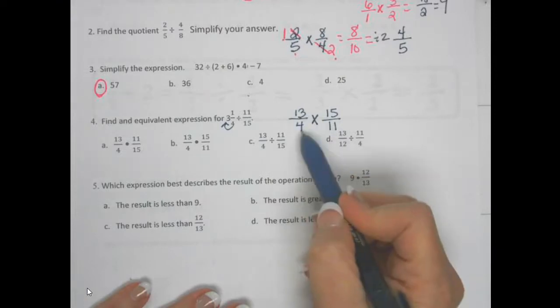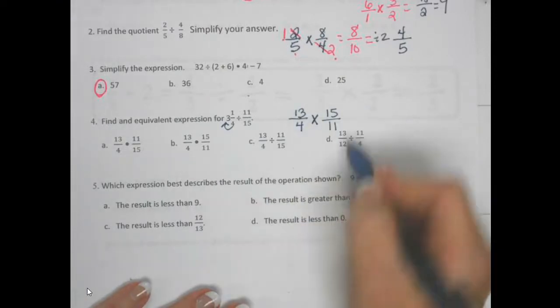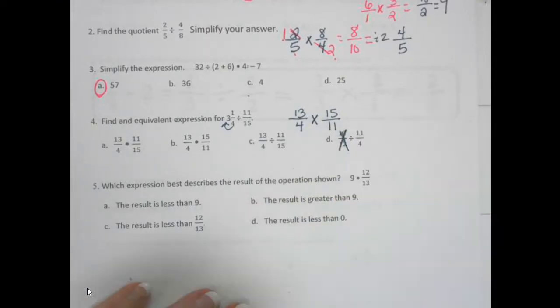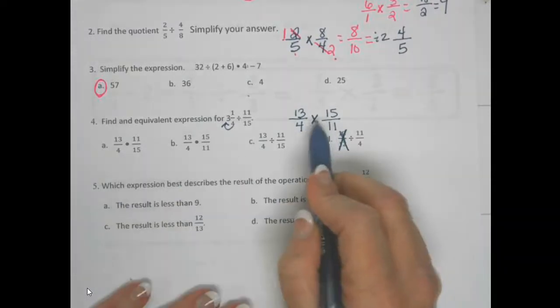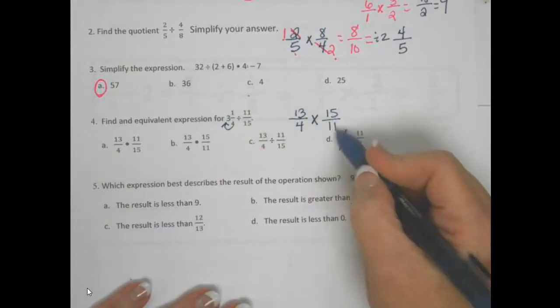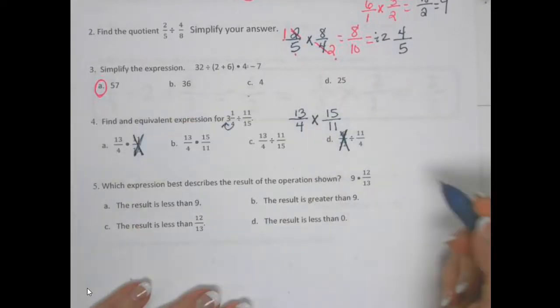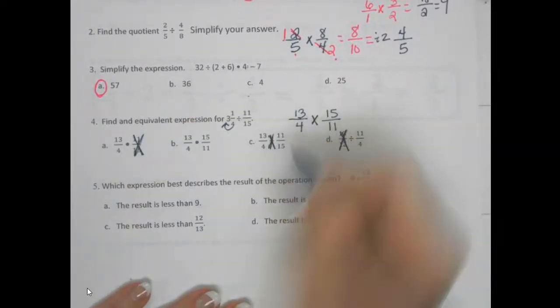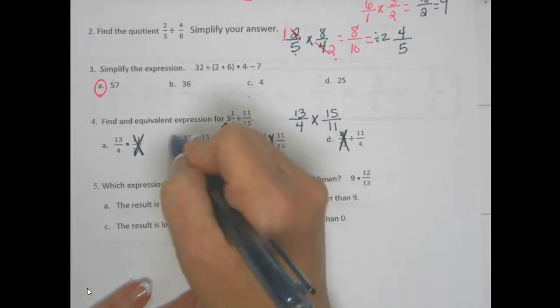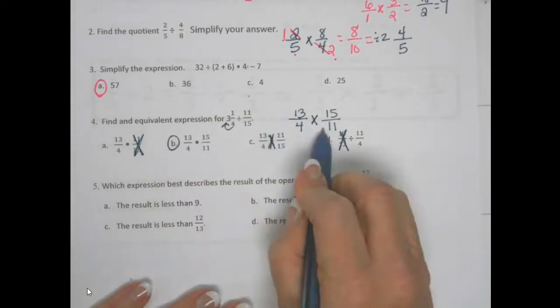So 13 over 4 times 15 over 11. So it's not this one. It's not this one because this one's divide. So that leaves us with B. Do those match?